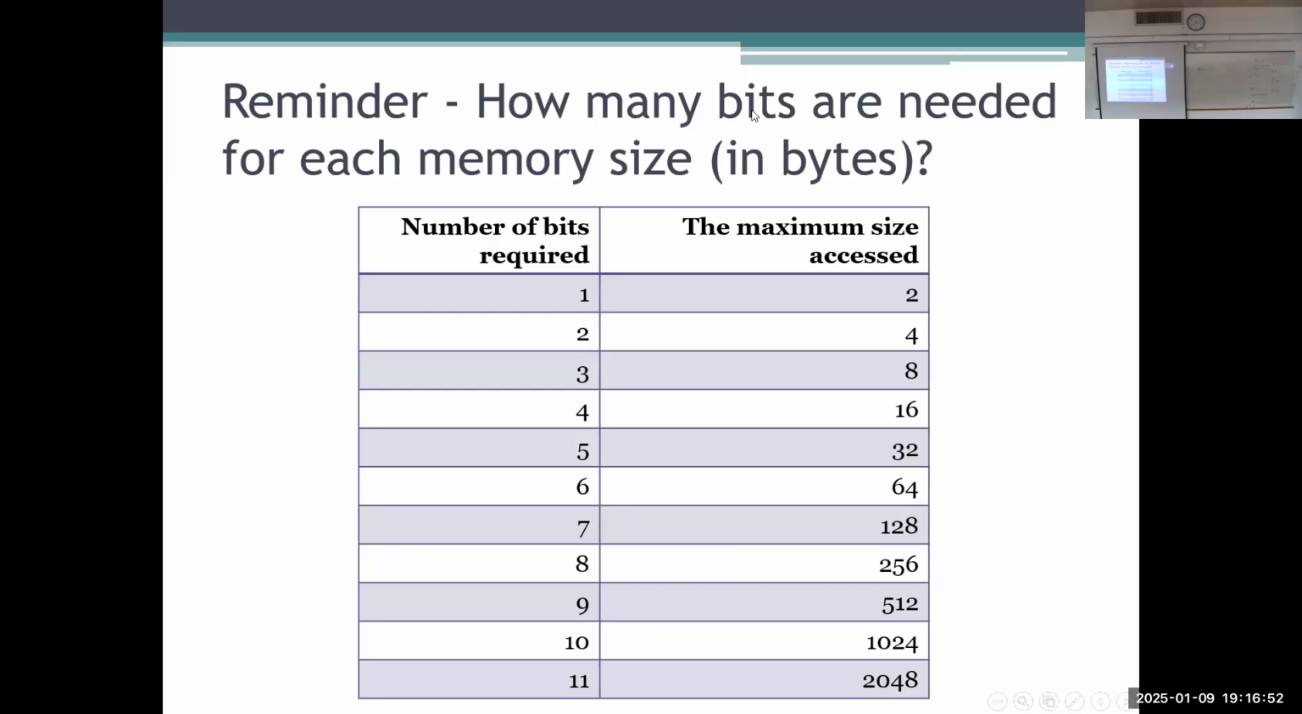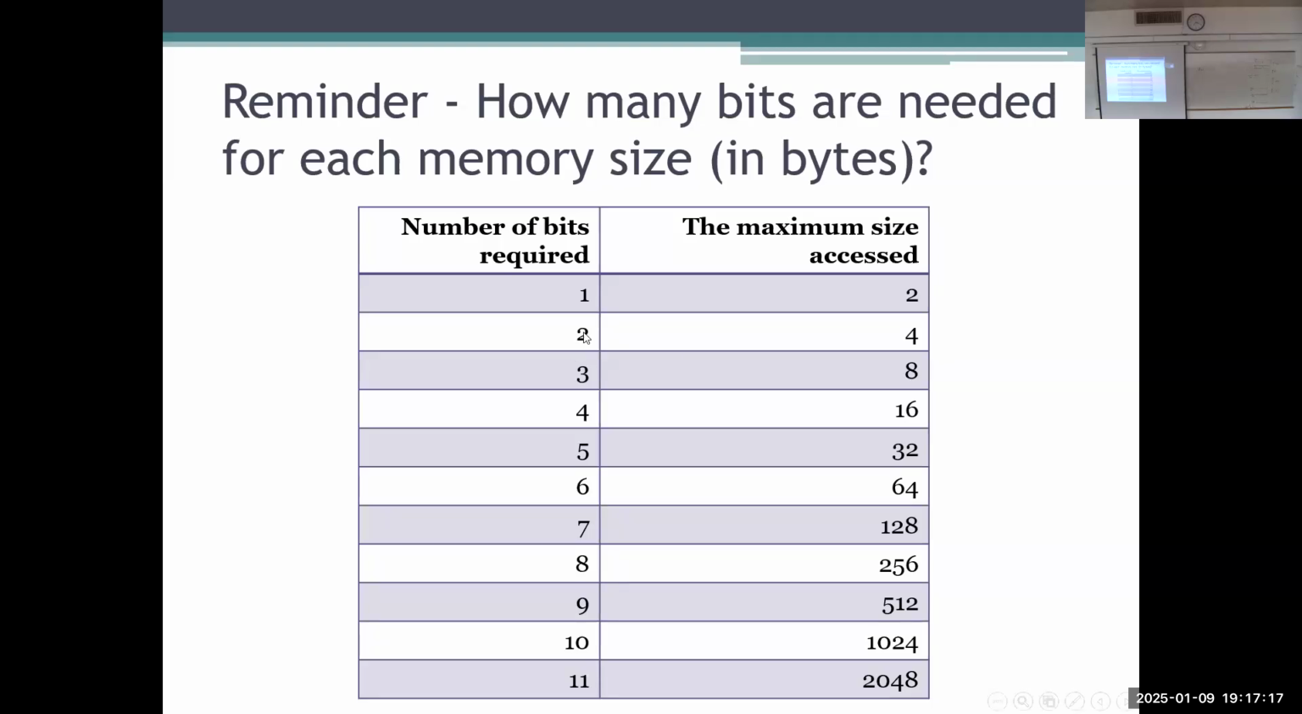Reminder, how many bits are needed for each memory size in bytes? Reminder, you should all know this by heart, right? We've discussed this a million times. Is this clear to you? If the maximum size access, in other words, if I have only one bit, I can only access 2 bytes of memory, either the first byte or the 0th byte.